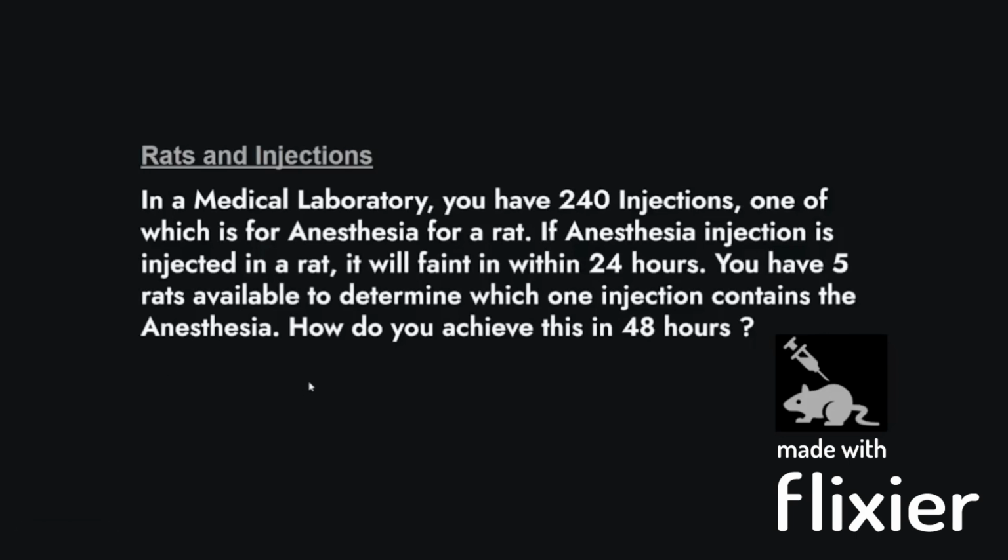So the question says, in your lab you are given 240 injections and one of them has anesthesia in it. If anesthesia is injected in a rat, it will faint within 24 hours, and you have to determine which injection contains anesthesia in 48 hours. But you are given only 5 rats for the experiment.